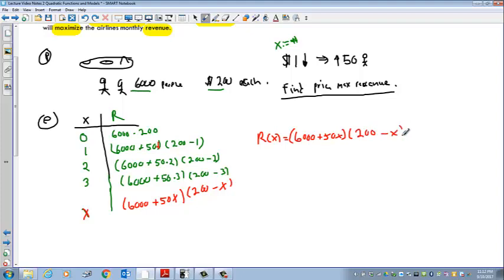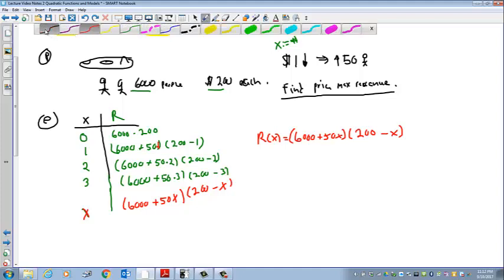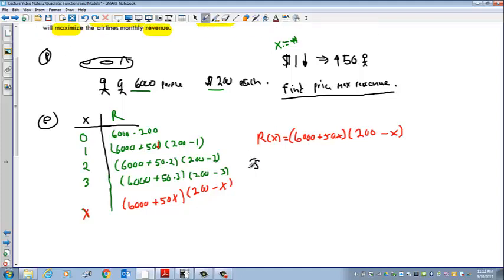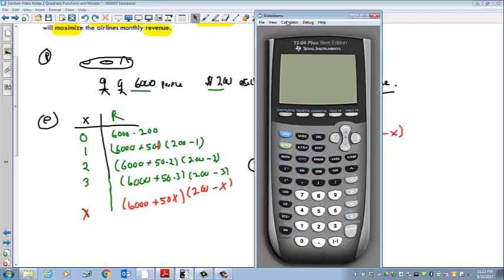Now that is a quadratic function because when you multiply this out, you do get x squared stuff, although I'm not going to do it. It's not really part of the problem. The next thing I want to do is solve this, and I'm going to solve it with my technology. I'm going to solve it with my graphing calculator. So here's my graphing calculator.